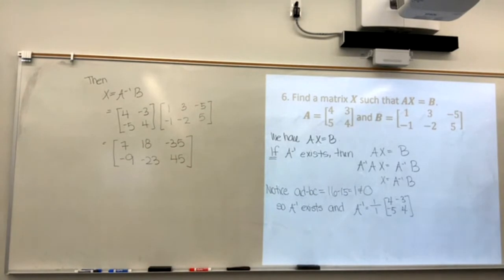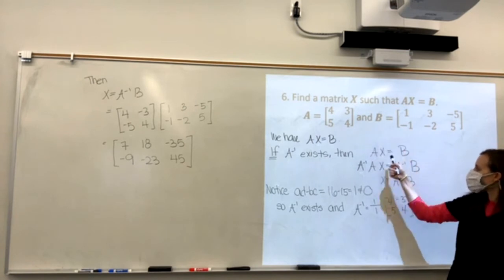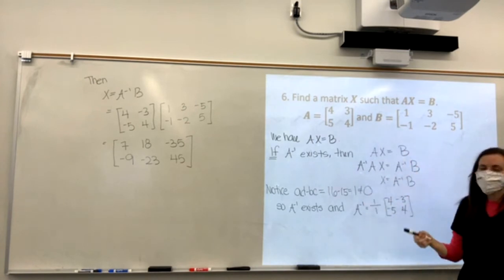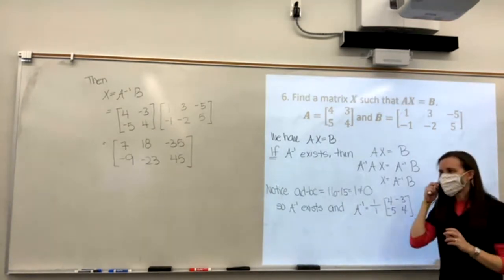All right, so there's our X. Cool. So we're allowed to, like I said, isolate, to move the matrix over to the other side if it's invertible, because then what we're really doing is we're multiplying by the inverse.